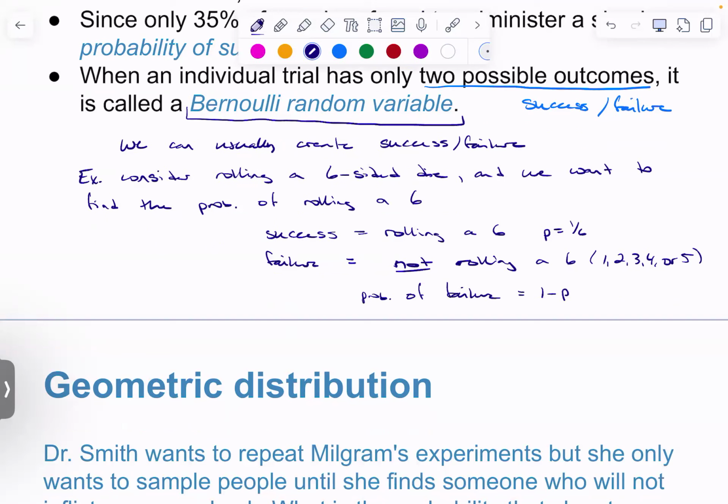is 1 minus p, which I like to denote with a lowercase q, just to save myself a couple of strokes. Instead of writing 1 minus p, I write q, which I have a note of on your formula sheet later on. But for now, the probability of failure, I tend to denote by a q, but it's 1 minus p, which is in this case 5/6.